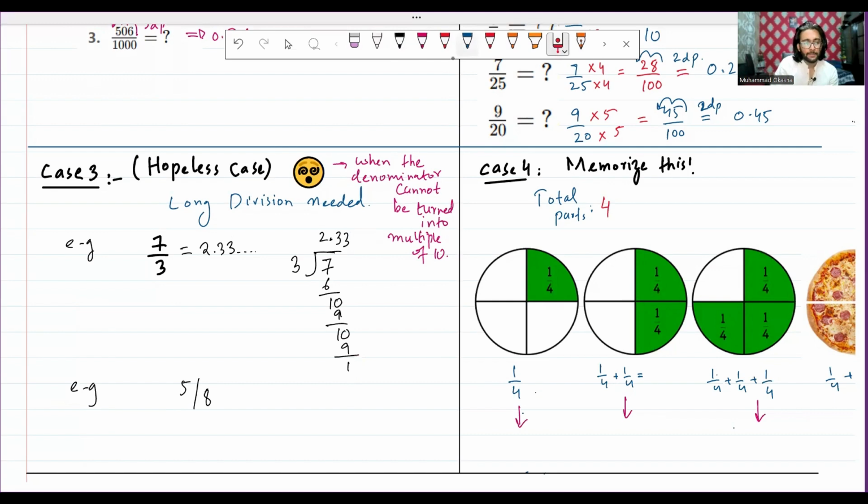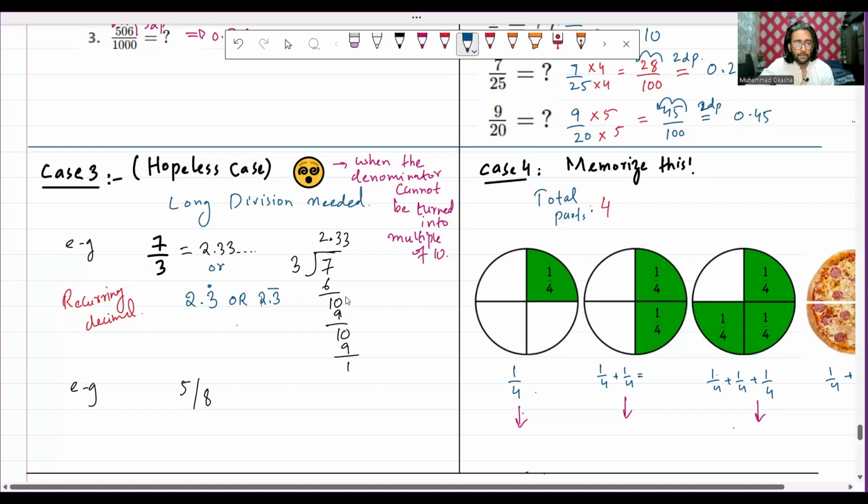So I might as well write it as 2.333, or I can also write it as 2.3 with a dot on top. Some people put a dot on top, some people put a circle on top. It really means the same thing. It just tells me that 3 is repeating. So this is a recurring decimal. We call it a recurring decimal. You can write it like this, or you can also write it as 2.3 with a dash on top. Okay, so I hope it makes sense.